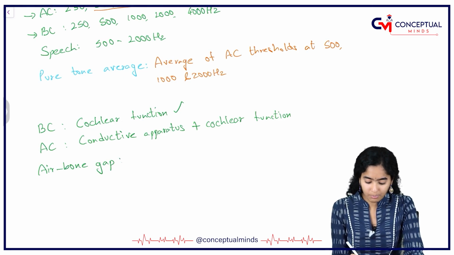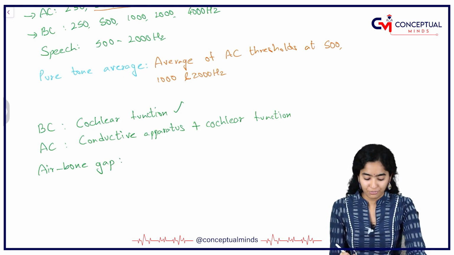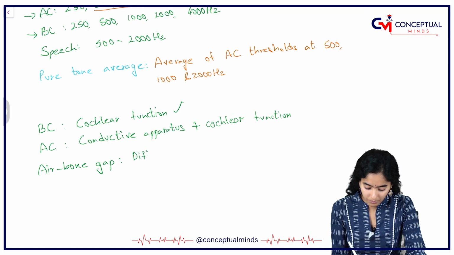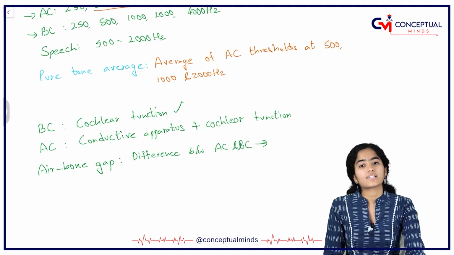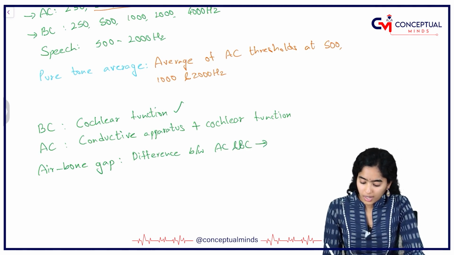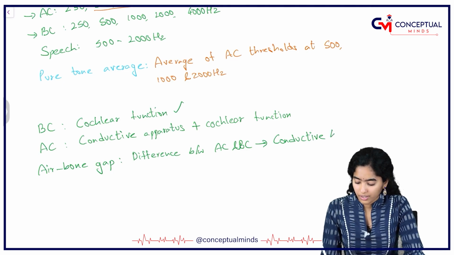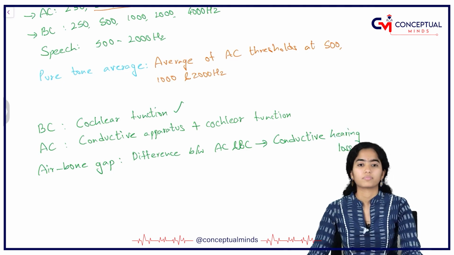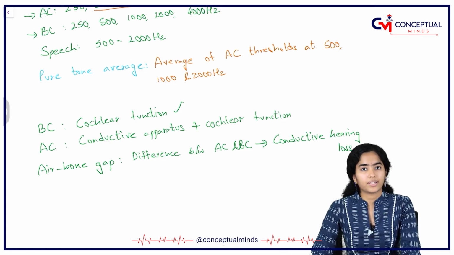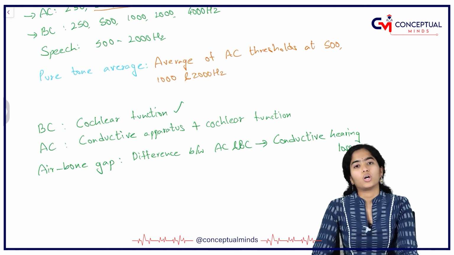And this air-bone gap, the difference between air conduction and bone conduction, gives us a measurement of conductive hearing loss. Conductive hearing loss. This is the interpretation of pure tone audiometry.